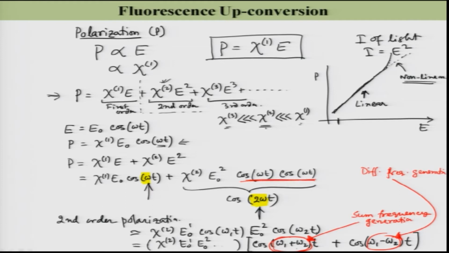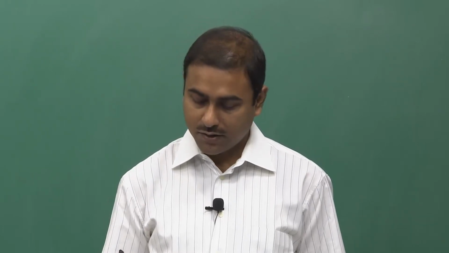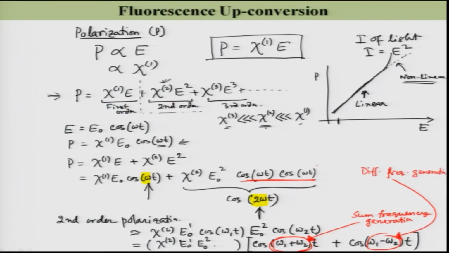case of this sum frequency generation when both the colors omega 1 and omega 2 are the same and equal to omega. So, this is a special case, and this special case is known as second harmonic generation. That is it. With this background, let me continue.